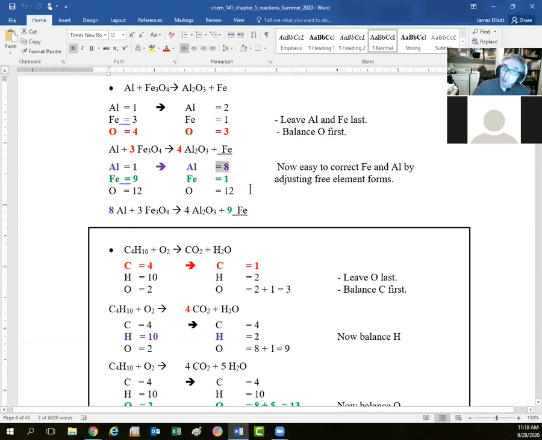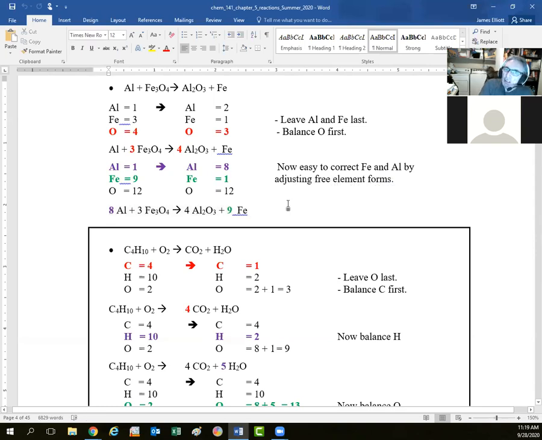Always keep track of how other chemicals or other elements are affected when you change the coefficient for your chemical formulas. So with the oxygen balance, 12 to 12, it's a 1 to 8 ratio for the aluminium. So we'll take 8 times more aluminium on the left, giving us 8 units. The iron, that's a 9 to 1 ratio. So we need 9 times more iron on the right. So we'll take 9 units of the iron. And it gives us our final balanced equation.